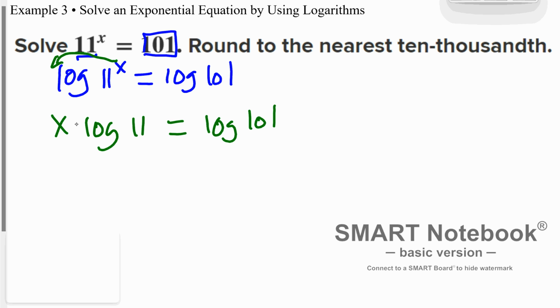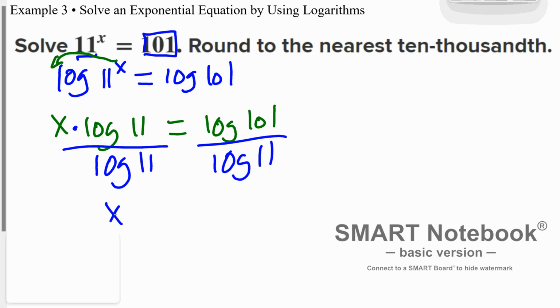And then I just want to isolate my x, get the x by itself, which it kind of already is on one side. If I have more x's, then I have to put those x's together on one side, and then factor out an x. But here I don't have to do that because I just have one x. So all I have to do is divide by log 11, because right here is multiplication. And then I just put that in my calculator.